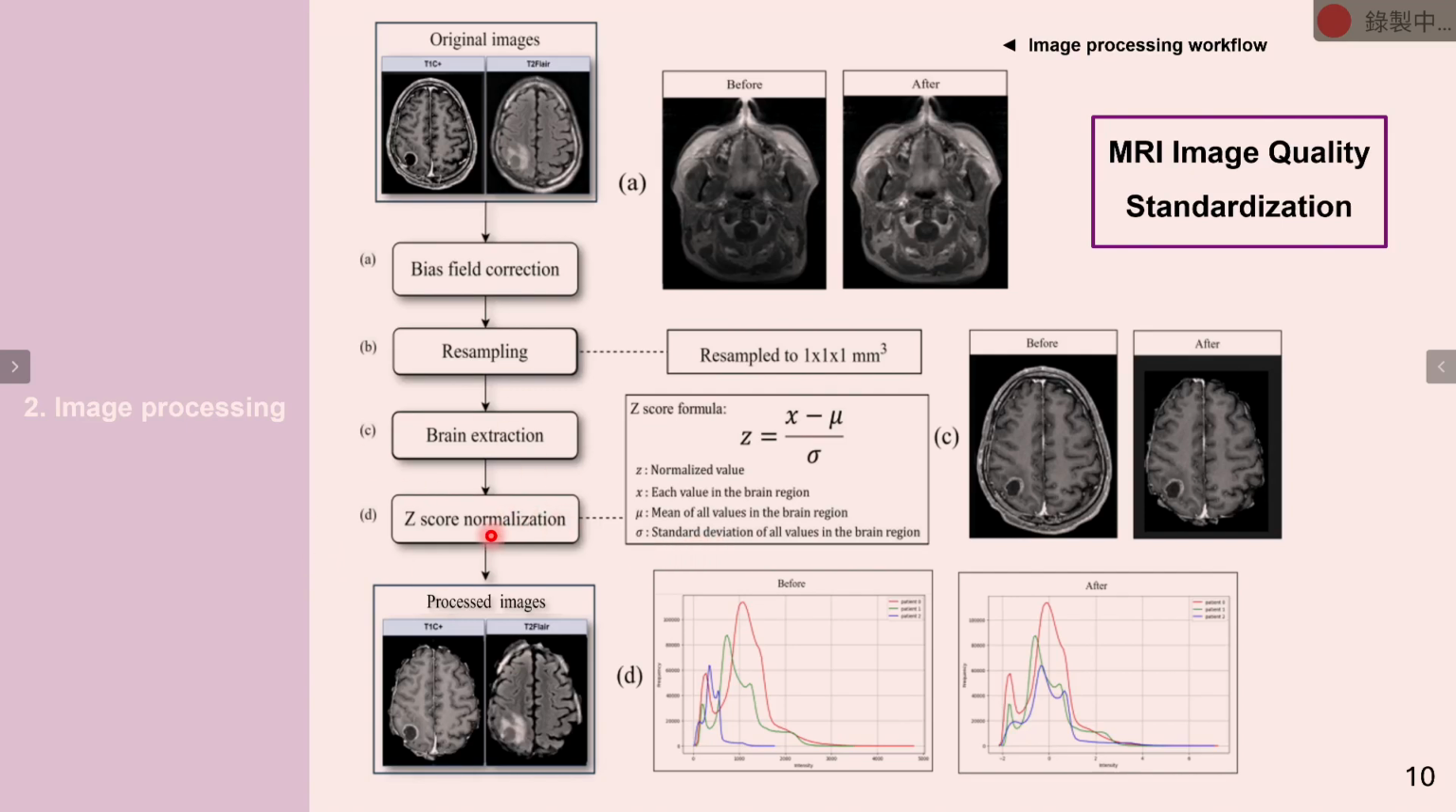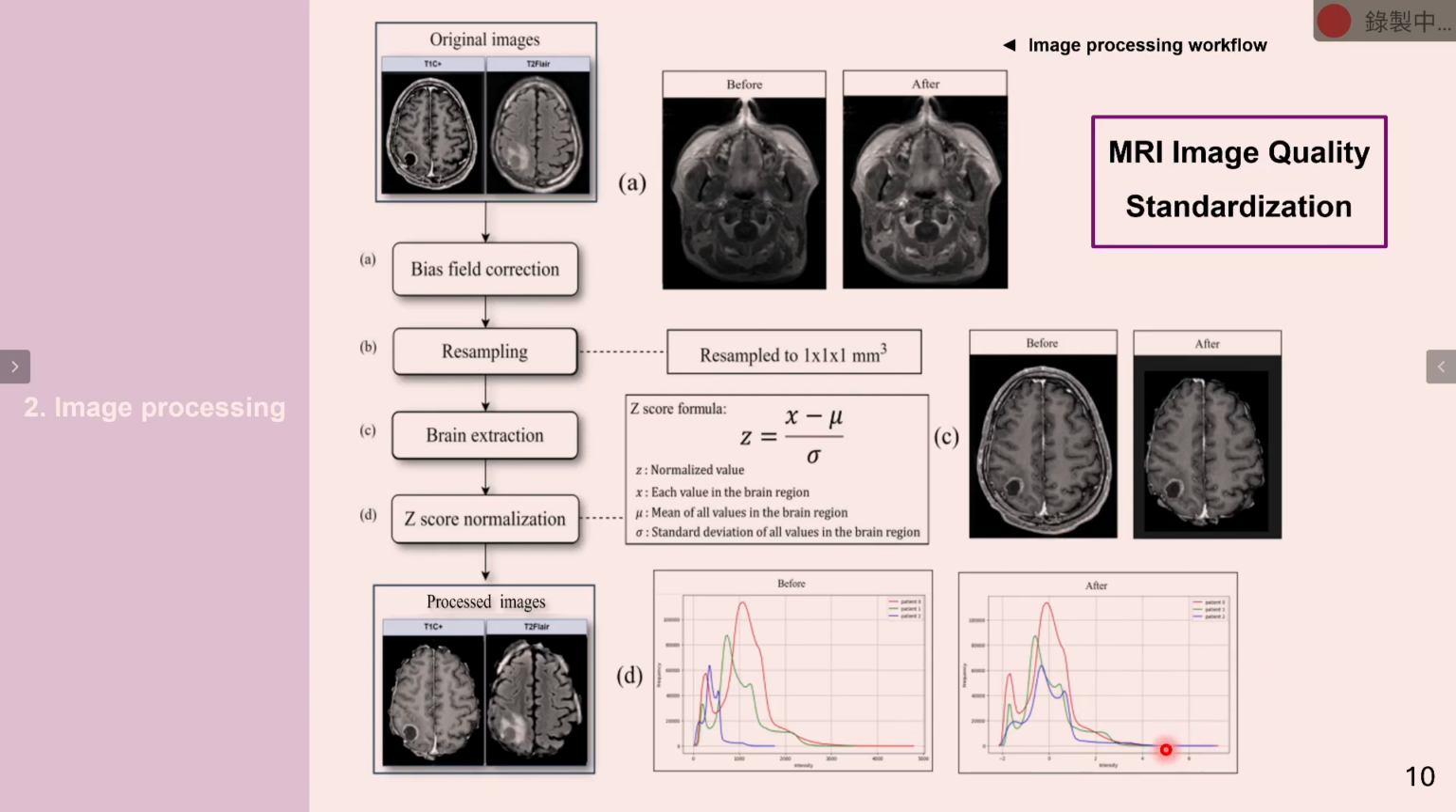And you can see the figure D. This is the histogram of 3 patients before the normalization. And the green line represents 3 patients with different scanners, and you can see the difference of their intensities. And you can see after normalization, their intensity almost aligns together.